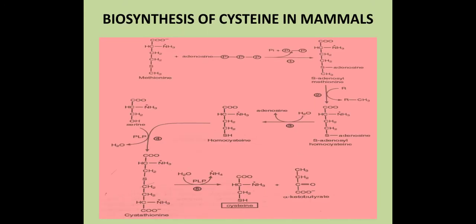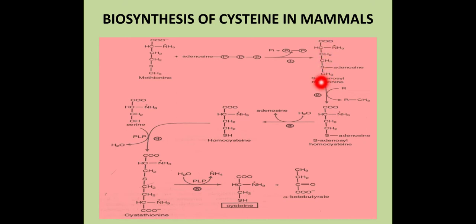Now the biosynthesis of cysteine in mammals. Mammals have a different pathway to synthesize cysteine, and in this pathway methionine, which is a sulfur containing amino acid, is utilized along with the serine. The methionine provides the sulfur atom and the serine provides the carbon skeleton. In this pathway, methionine first combines with ATP and forms S-adenosyl methionine. The first reaction is catalyzed by the enzyme methionine adenosyl transferase. As a result, the adenosine group gets attached to the sulfur atom.